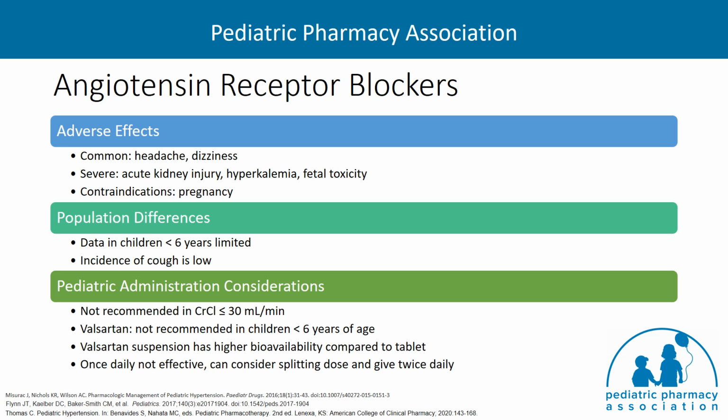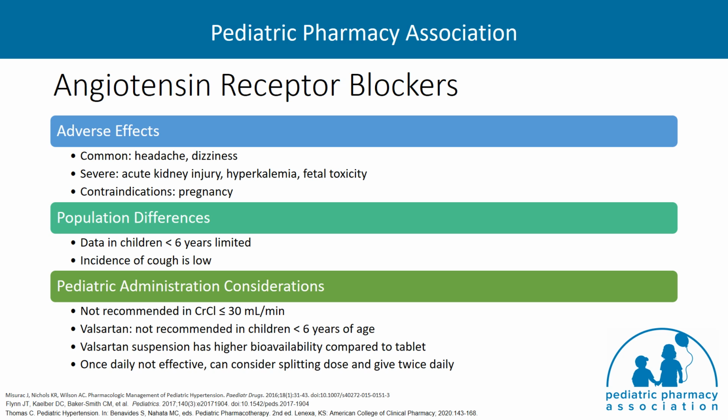As far as adverse effects of our ARBs, common side effects include headache and dizziness. You can also see more severe adverse effects with acute kidney injury, hyperkalemia, and fetal toxicity. Similar to ACE inhibitors, it's going to be contraindicated in pregnant patients. Angiotensin receptor blockers may not be used as widely as ACE inhibitors in pediatric patients because the data in children less than 6 years of age is limited. However, more data keeps coming out slowly, so just make sure that you stay up to date on that. And incidence of cough is low.